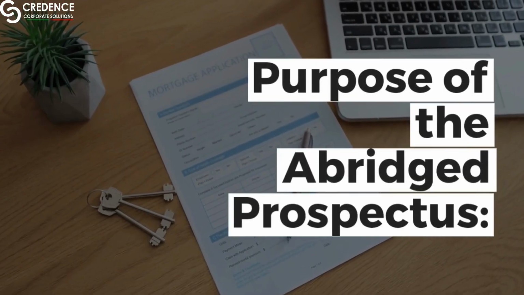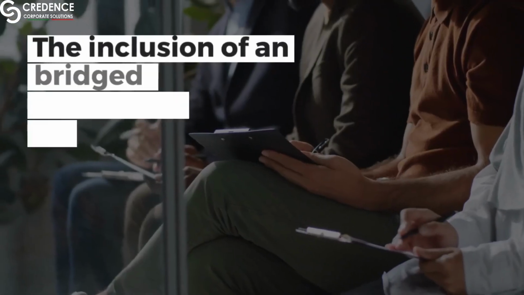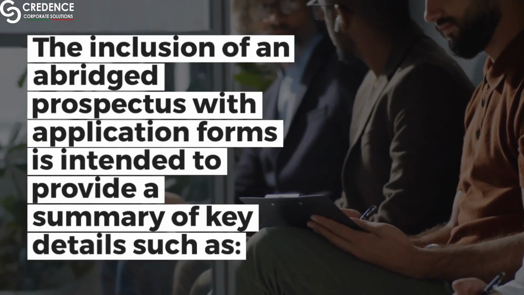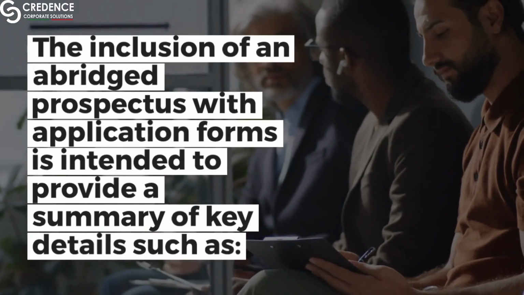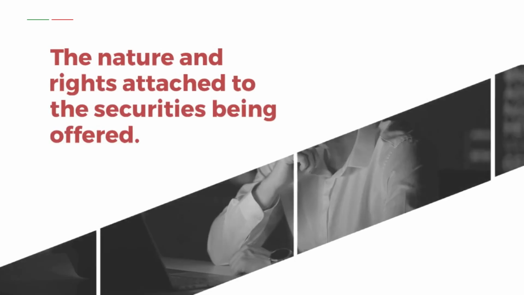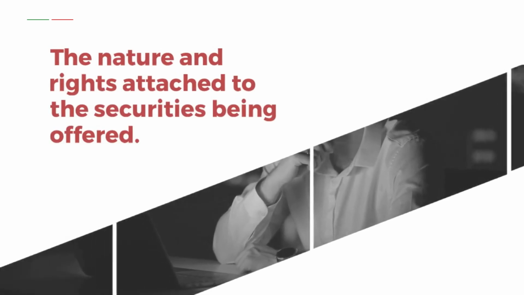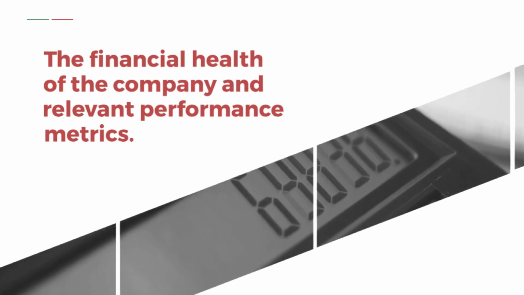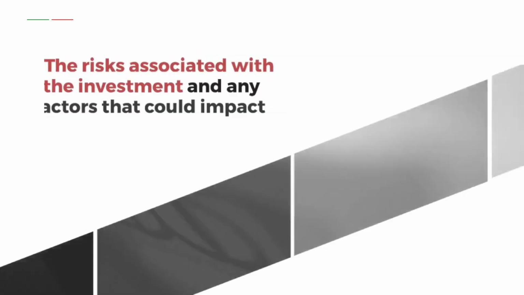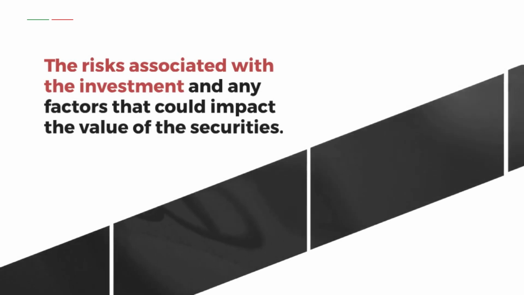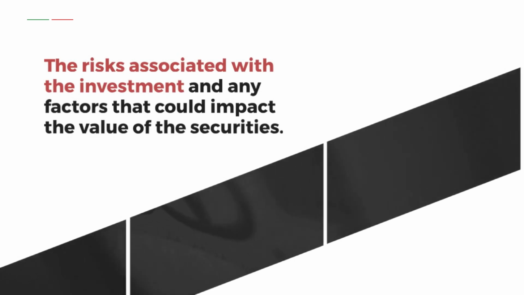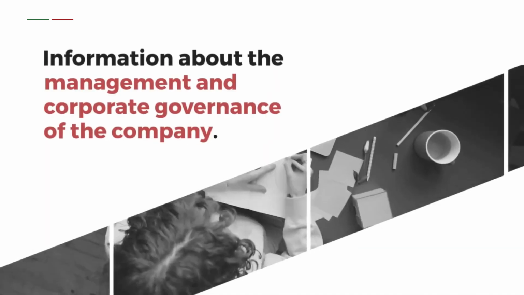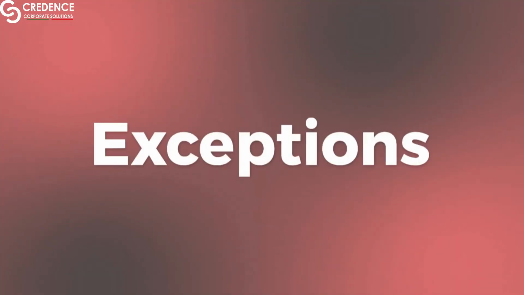Purpose of the abridged prospectus. The inclusion of an abridged prospectus with application forms is intended to provide a summary of key details such as the nature and rights attached to the securities being offered, the financial health of the company and relevant performance metrics, the risks associated with the investment and any factors that could impact the value of the securities, information about the management and corporate governance of the company.